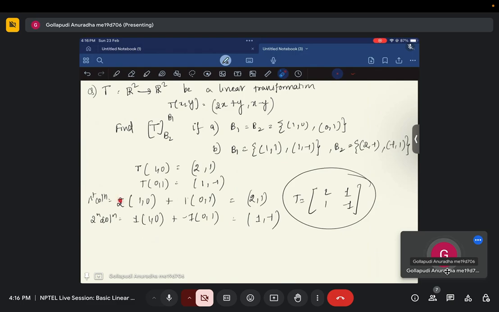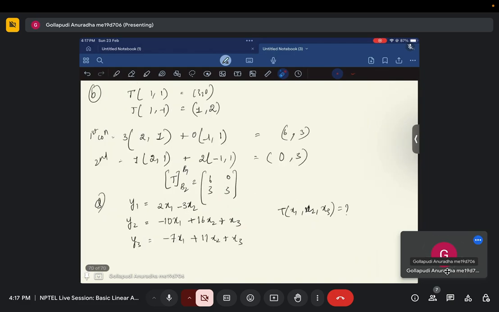We have 2 here as a linear combination. We use the coefficients: 2 into (1, 0), the basis of B2, plus 1 into (0, 1), the basis of B2 again. So we'll be getting this. Similarly this. So here now we are getting T of (1, 1). This one is correct, no? (3, 0) is correct. Yeah. So 3 into basis.